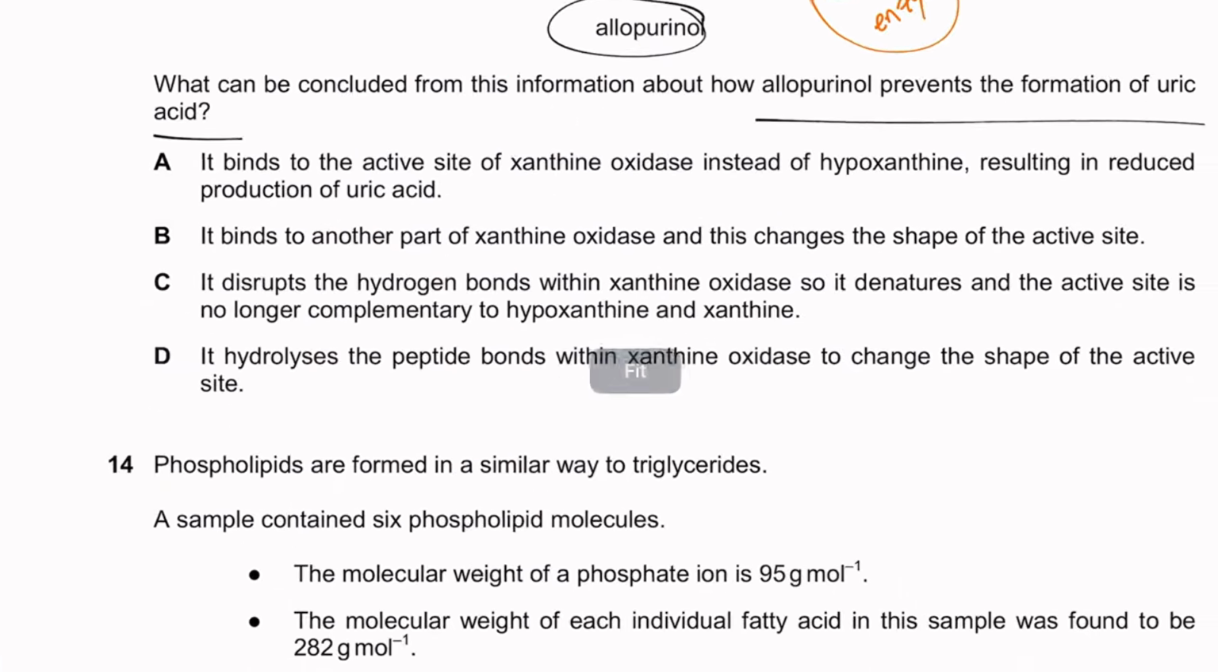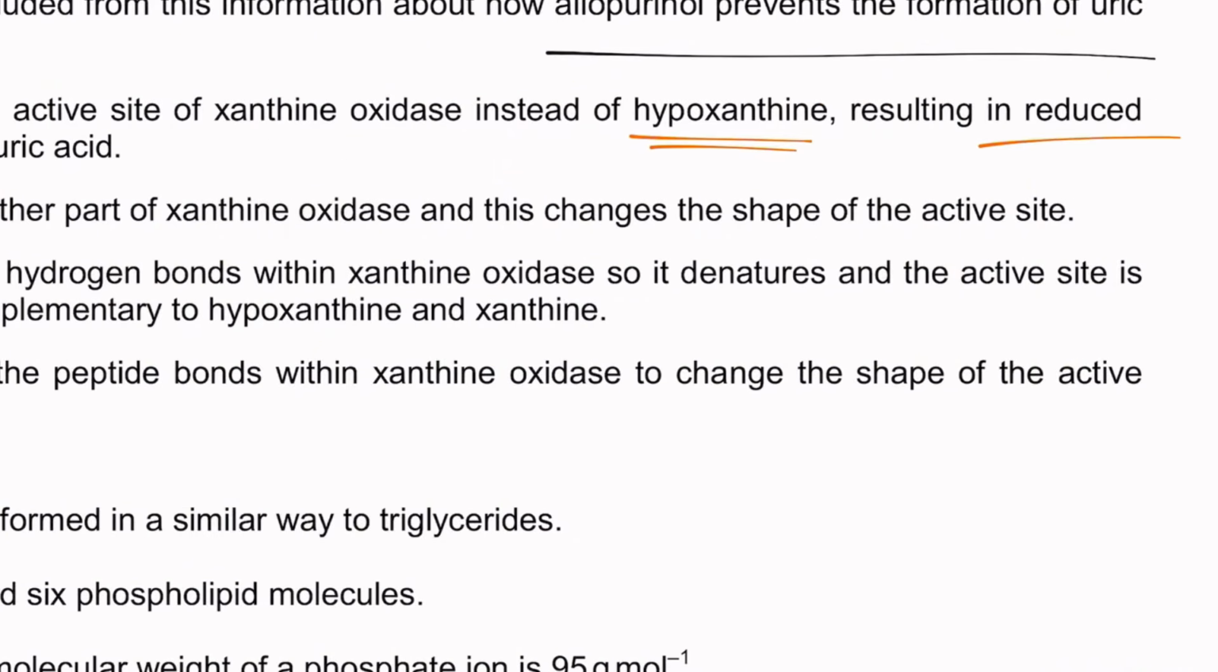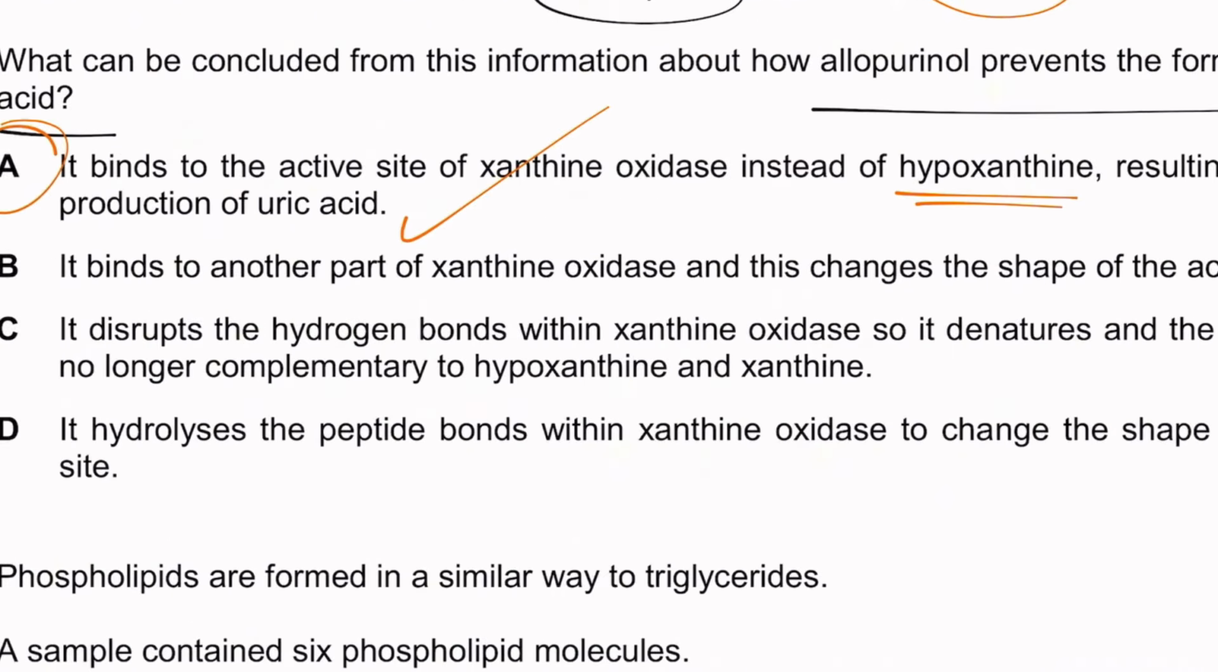Now you could see here what could be concluded is it binds to the active site of xanthine oxidase instead of hypoxanthine, resulting in reduced production of uric acid. Exactly, and that's why it's A.